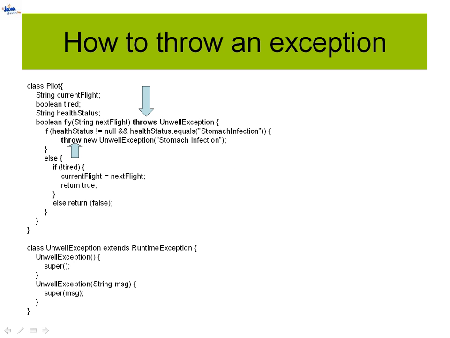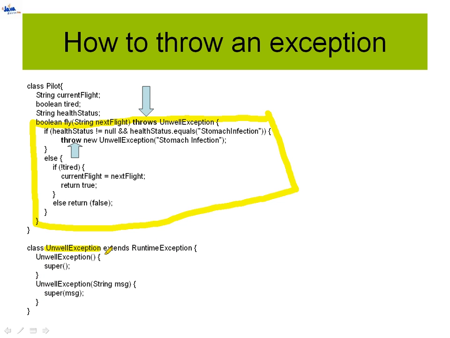So let's move on to how to throw an exception. I've coded the example that we talked about, the pilot. So we have this method. I'll highlight that again now. This is the method which mentions that it throws an exception. And this is the statement which is used to actually throw the exception. So you use a combination of throw and throws to enable a method to report an exception to the calling method.